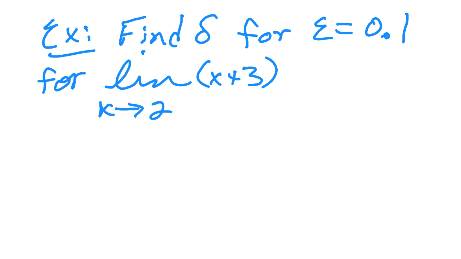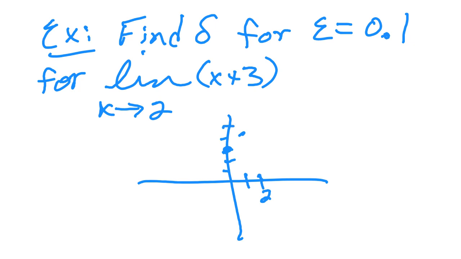Okay, so we need to find a delta for epsilon equals 0.1. Well, you already did it in general, so you know the delta is going to equal 0.1, right? But I want to show you a picture of this so that we see what's going on. When we plug in 0, we get 3. When we plug in 1, we get 4. When we plug in 2, we get 5, right?